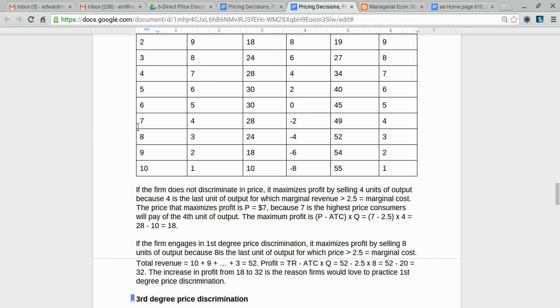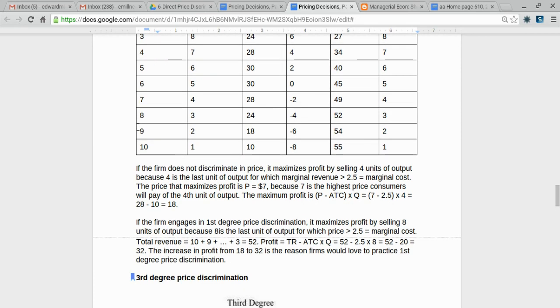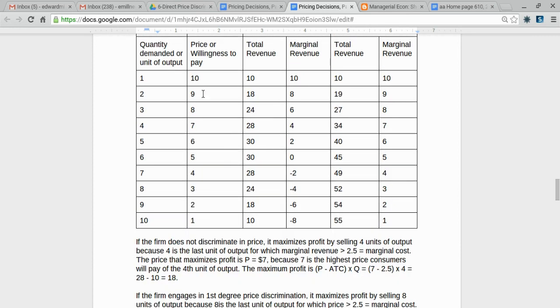Let's answer some questions. If the firm does not discriminate in price, it maximizes profit by selling 4 units of output. So the firm wants to sell the first unit because marginal revenue 10 is higher than 2.5. It wants to sell the second because marginal revenue 8 is higher than 2.5. It wants to sell the third because marginal revenue 6 is higher than 2.5. And it wants to sell the fourth unit because marginal revenue of 4 is higher than 2.5. It does not want to sell the fifth unit because the marginal revenue is 2, and that's below the marginal cost of 2.5. So quantity 4 maximizes profit when the firm does not discriminate in price.